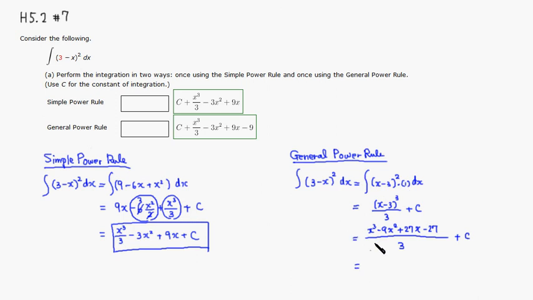If you simplify that or split into parts, you have x cubed over 3, which is the same term as the other one, and negative 9x squared over 3 would be negative 3x squared, plus 27x divided by 3 would be 9x. Then negative 27 over 3 is negative 9, plus c. So that's what you get using the general power rule.